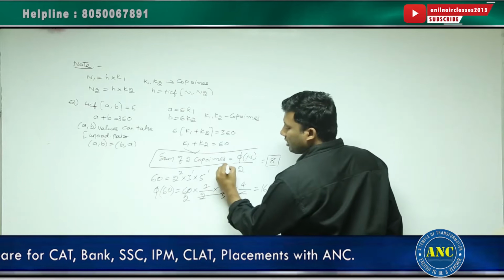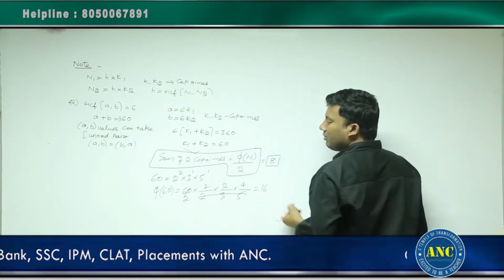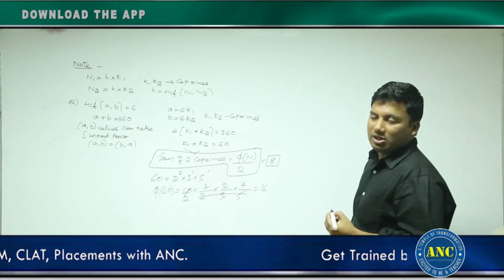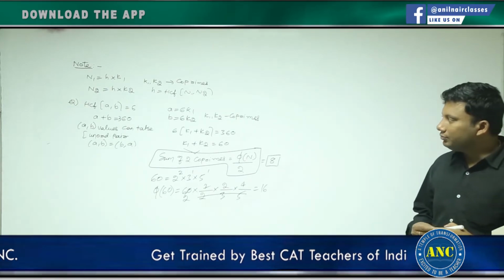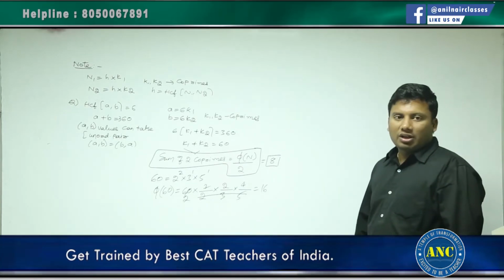In how many ways can a number be written as a sum of two coprimes? It is given by quotient of n by 2.